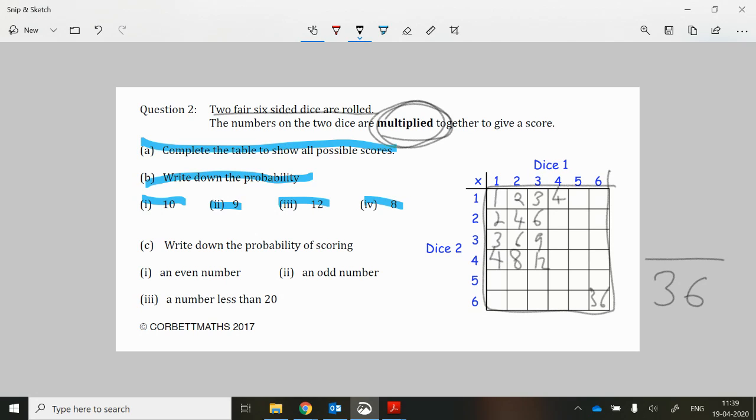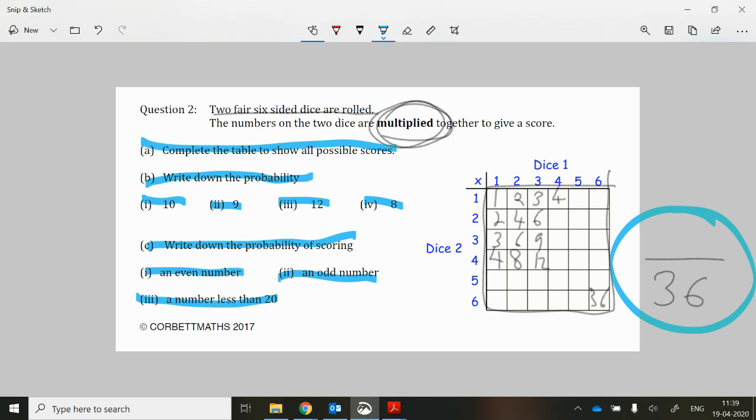Okay, for the next part, it says write down the probability of scoring an even number. Again, count up your even numbers here. And an odd number, count up your odd numbers, and again, write it out of 36. And a number which is less than 20. Well, I can see we definitely have numbers which are greater than 20. You need to work out how many you have less than 20 there and write it out of 36.